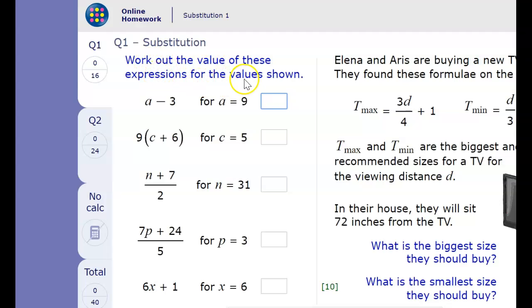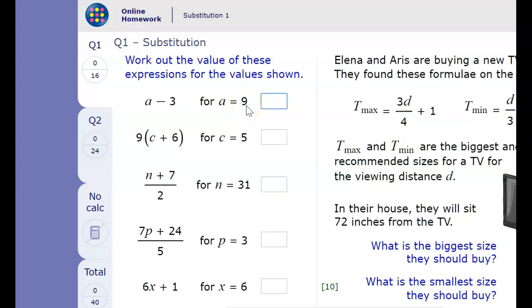So work out the value of the expressions for the values shown. So this is going to be a bit of an interactive bit with you now. So I'll give you some time to think, and then I'll ask you guys when I count from 3 to turn your microphones off and shout out the answer, and then put your mics back off again. So let's just start with this first one. So a minus 3 when a equals 9. So a bit of thinking time.